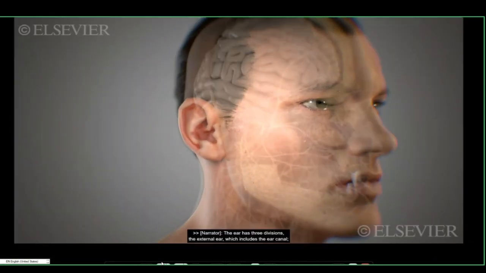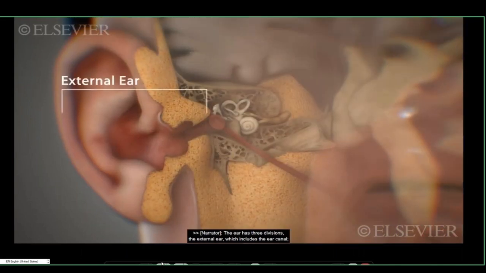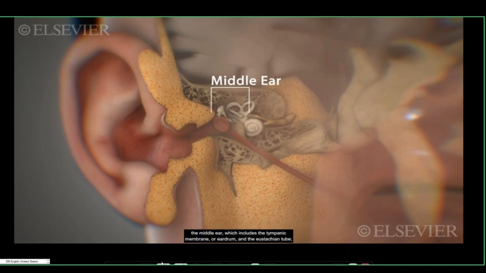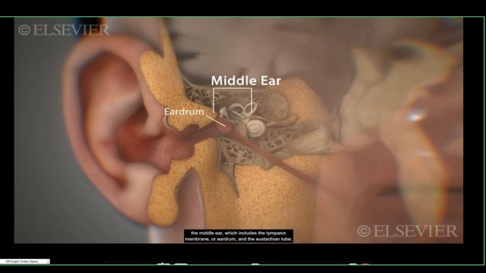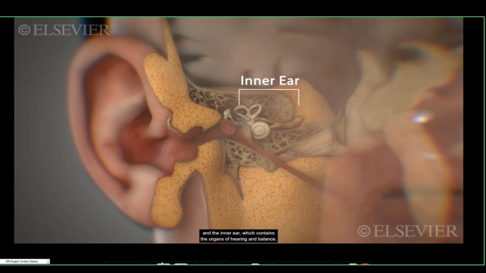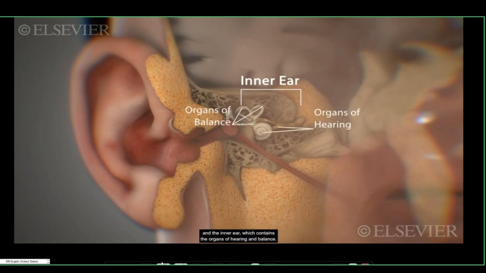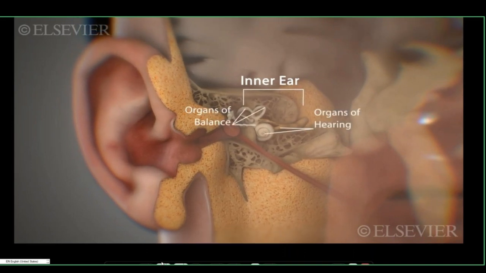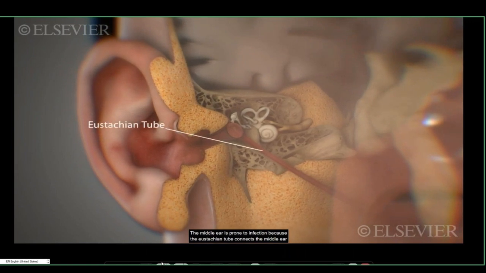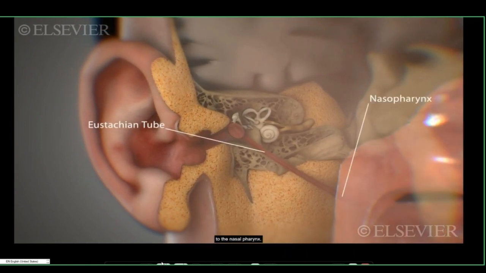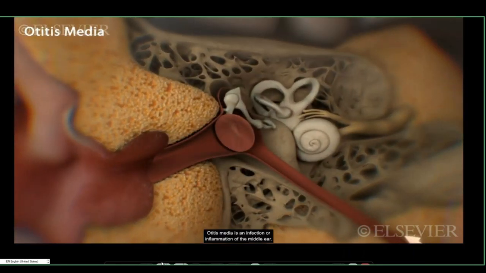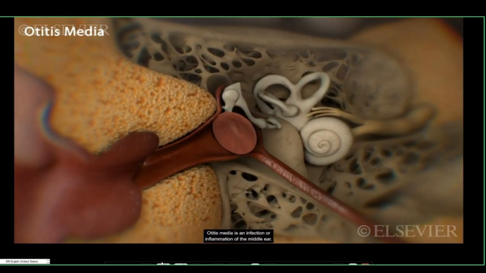The ear has three divisions: the external ear, which includes the ear canal; the middle ear, which includes the tympanic membrane or eardrum and the eustachian tube; and the inner ear, which contains the organs of hearing and balance. The middle ear is prone to infection because the eustachian tube connects the middle ear to the nasopharynx. Otitis media is an infection or inflammation of the middle ear.